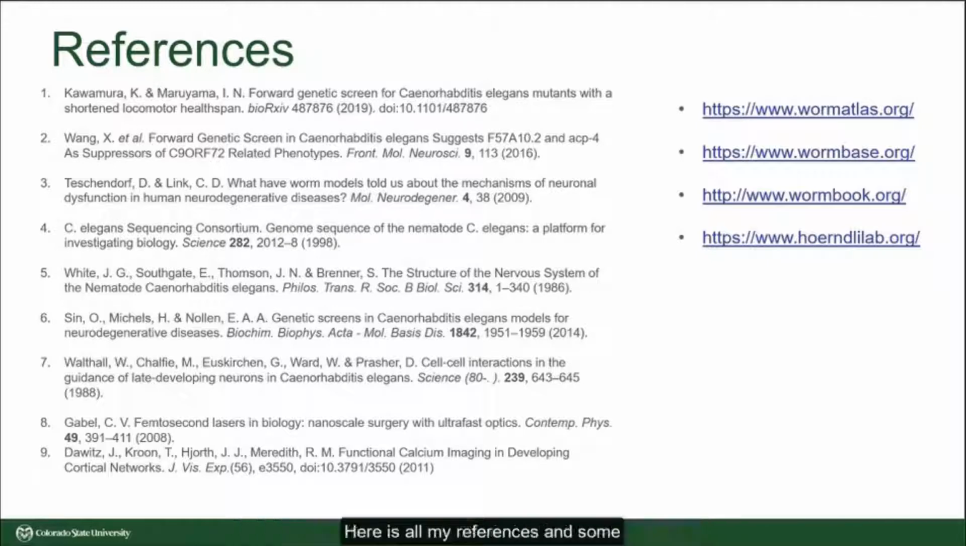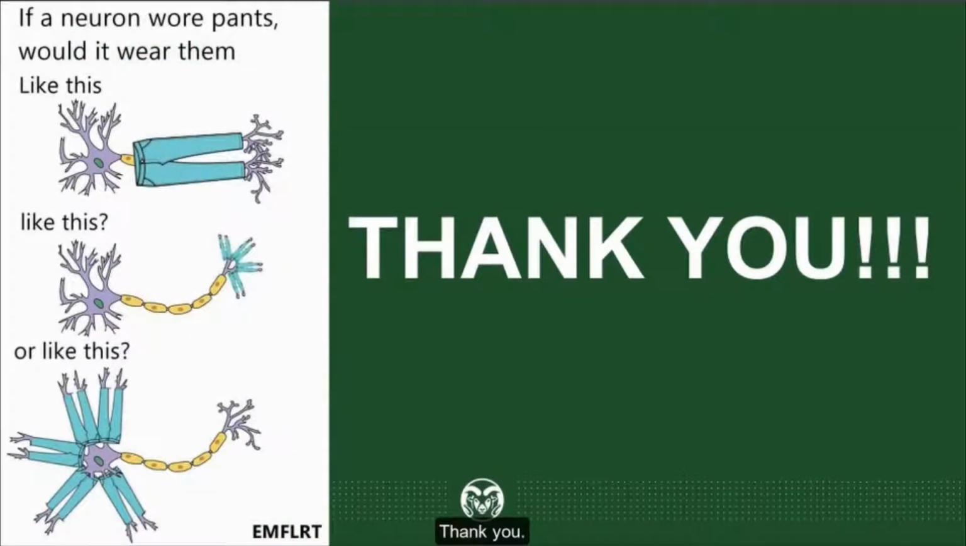And here are all my references and some really cool websites that you can use with the worm. What's also really nice is that we have an extremely large database of everything with the worm. If you want a specific mutant, all you have to do is go onto a website stationed out of Minnesota, pay $7, and there you go. You now have a mutant. It's really good on Wormbase, and it's just an awesome organism to work with, in my opinion.